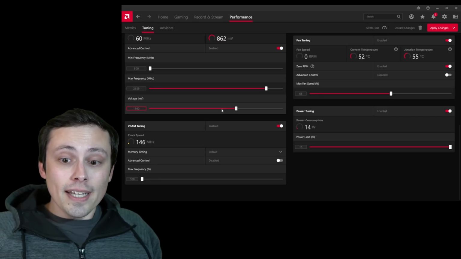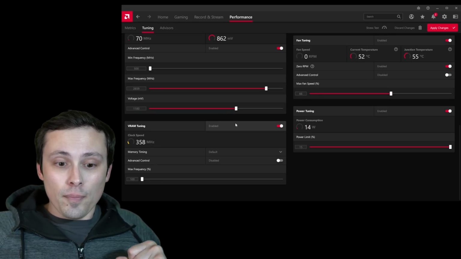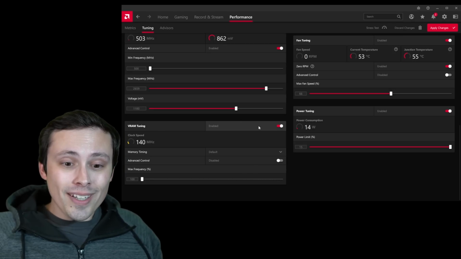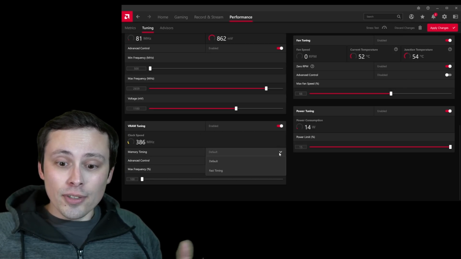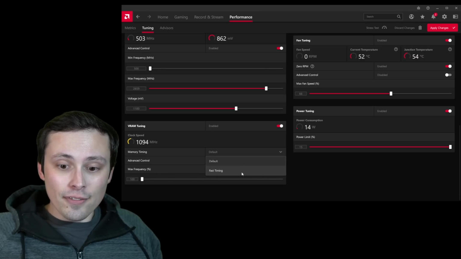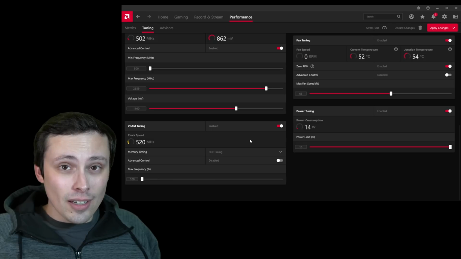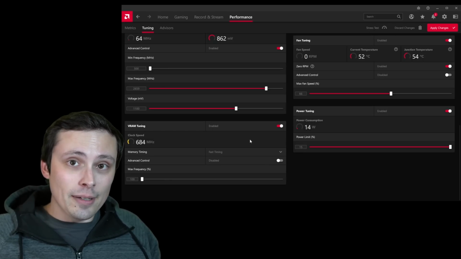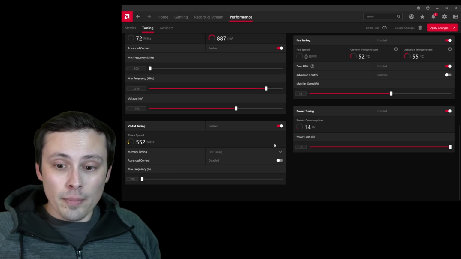Okay, but what if we want to also increase performance? What can we do? Well, one of the easiest things to do is on the VRAM tuning, just increase the memory timings. So it has default, it has fast timings. That's all you've got here. By going to the fast timings, in a lot of games, you are going to get better performance just with the fast timings. But then you can also bump up the frequency.